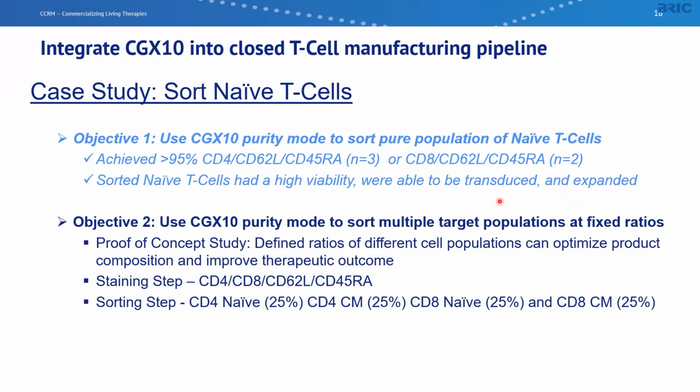The next step was to demonstrate another capability of the CGX10, which is the capability to sort multiple target populations at a fixed ratio. So the CGX10 can be programmed to sort up to 4 different populations of cells in a predefined ratio. So in that case, we decided to sort CD4 naive T cells, CD4 central memory T cells, CD8 naive T cells, and CD8 central memory T cells, each at a 25% ratio.